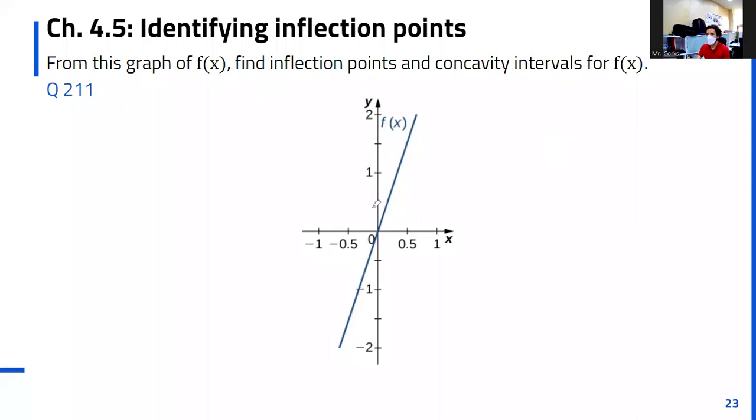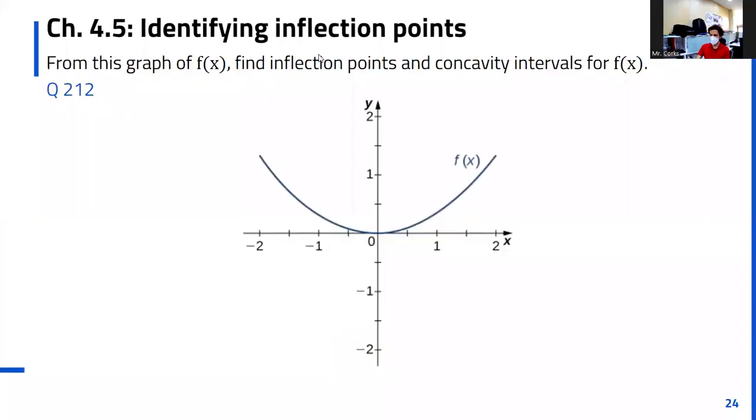All right, inflection points and concavity intervals. So here we have nothing. It's just a straight line. So our second derivative is just 0. There's nothing happening here for us to identify. No curving up or down and no inflection points.